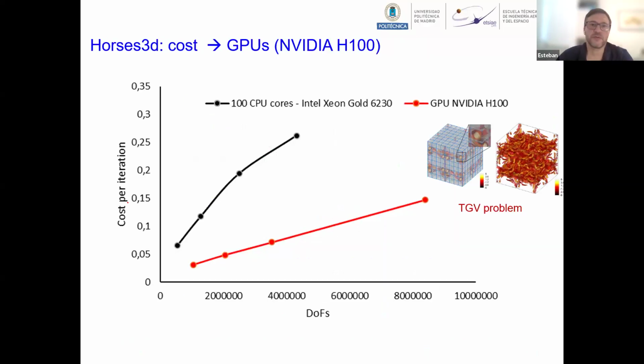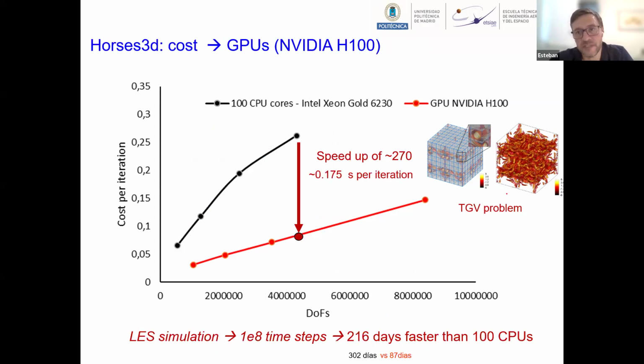And of course, it's very difficult to compare CPU to GPU implementations, but we have tried to do so. For example, for this case, which is a typical Taylor-Green vortex case, what we see is the speed up from going from 100 CPUs to one GPU, right? We get roughly 270 times the speed up, right? In other words, one GPU is equivalent to running on 270 CPUs, right?